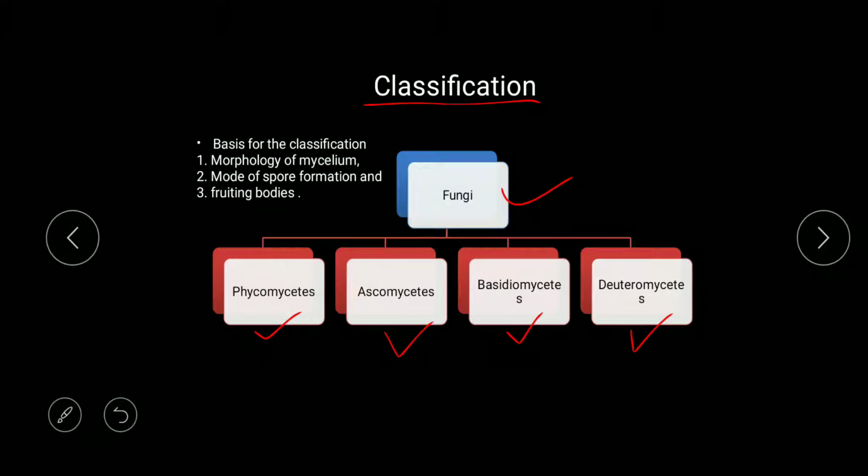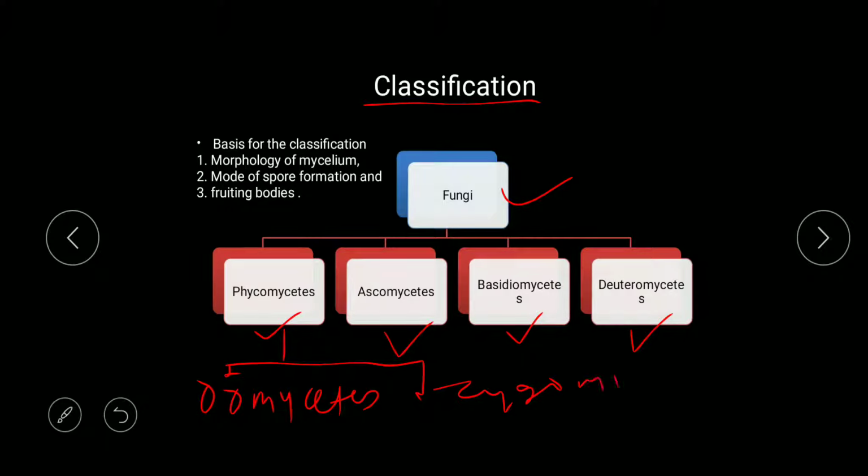And in this, Phycomycetes is later on divided into two types, that is Oomycetes and Zygomycetes. So we will study these Zygomycetes and Oomycetes in detail as well.